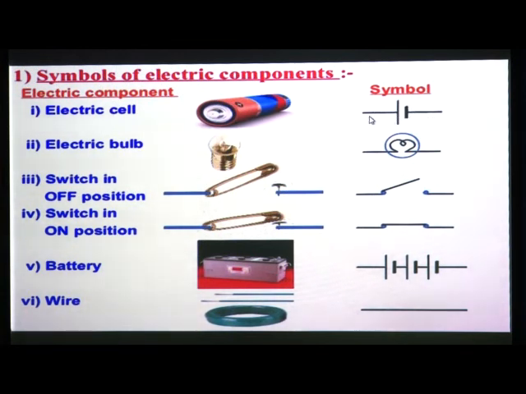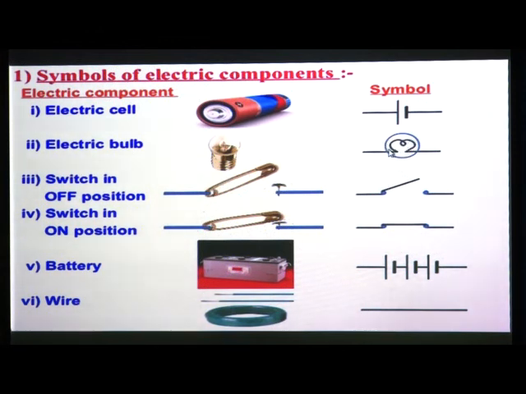It means we use that electric cell, and you also observe that some metallic wires are connected with this electric cell, and there is also a switch which has on and off positions. Then the second one, the electric bulb. This is the picture of an electric bulb, and here is its symbol.